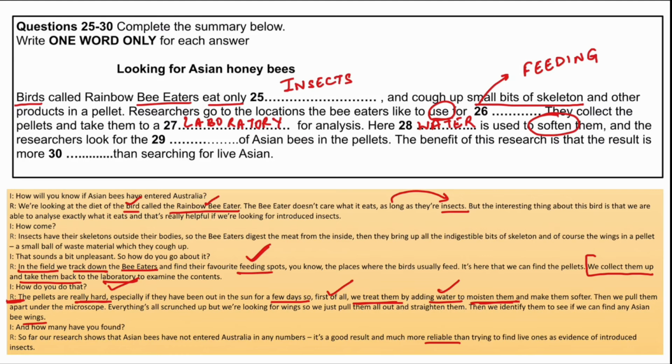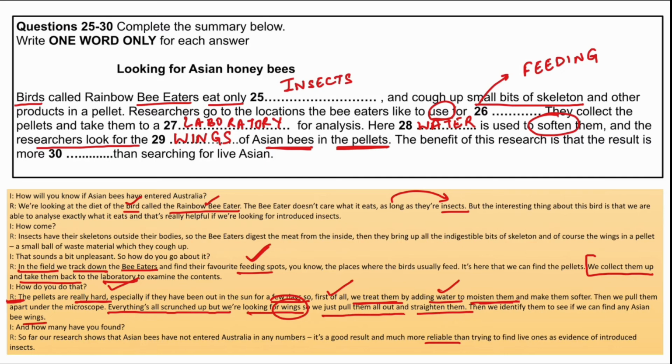And then for the 29th question, they are saying the researchers look for the dash of Asian honeybees in the pellets. That means whatever pellets the researchers are collecting to take to the laboratory, they are looking for something of the Asian honeybees. As in the conversation he said, everything is all scrunched up and we are looking for the wings, so we just pull them out and straighten them. So the answer will be wings.